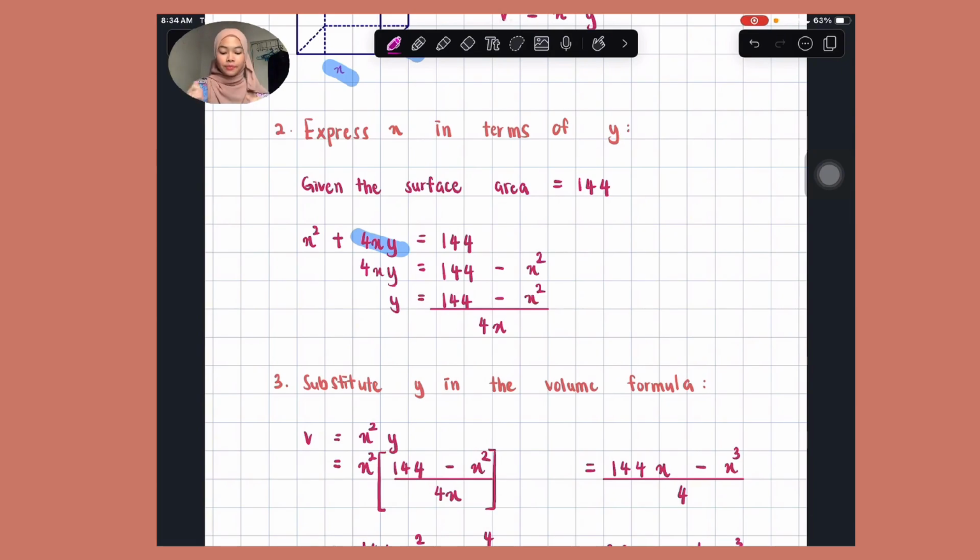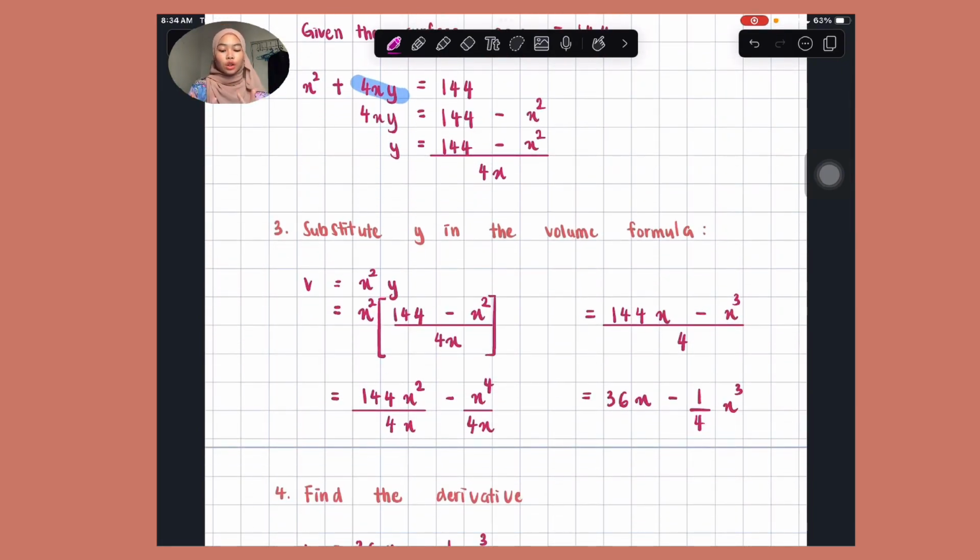And then we make y the subject, so it will become y equals 144 minus x squared over 4x. And then the third step is to substitute y in the volume formula. So V equals x squared y, substitute the formula, and then we will get 144x squared over 4x minus x to the power of 4 over 4x. And then because all the terms have x, we can eliminate it.